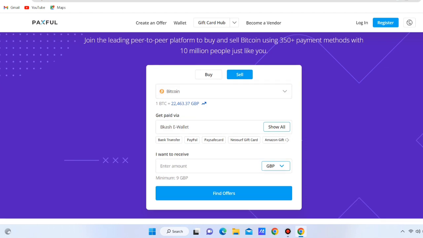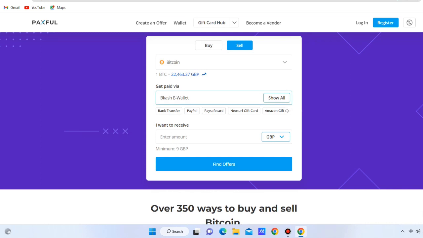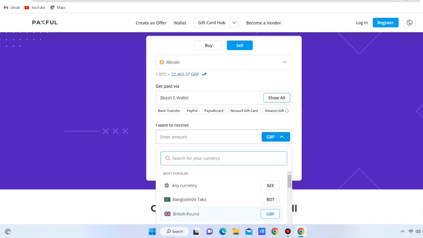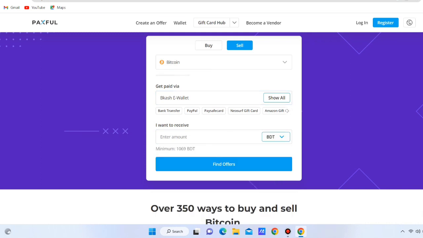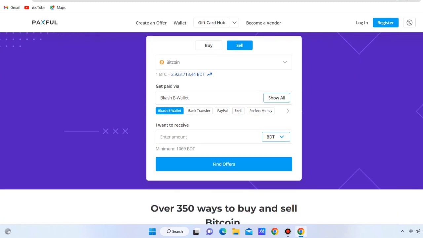The same process here, Bitcoin BTC sell. Okay, now bKash wallet. Okay, bKash, and yes, the Bangladeshi currency. Okay, now select the Bitcoin amount, minimum 1069 taka.